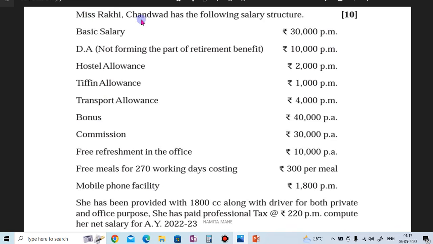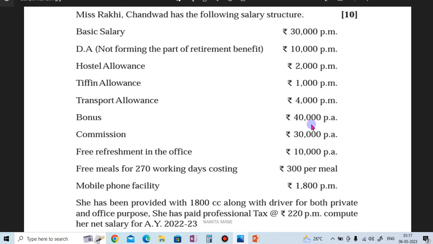Miss Raki Chinswad has the following salary structure. Basic salary 30,000 per month. Dearness allowance DA, which does not form part of retirement benefit, is rupees 10,000 per month. Hostel allowance 2,000 per month. Tiffin allowance 1,000 per month. Transport allowance 4,000 per month.